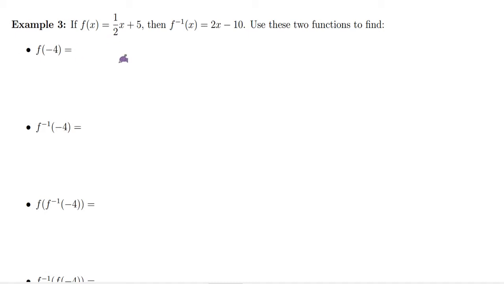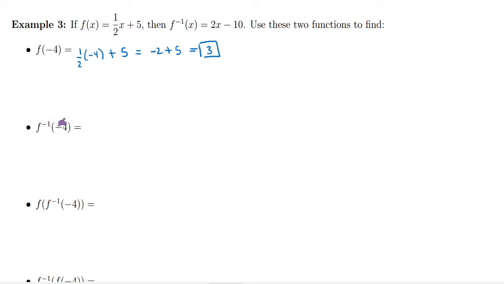So f of negative 4, well, f of x is right here, so we will just plug in negative 4 and simplify. So this will be negative 4 over 2, so that's negative 2 plus 5, so this is 3. And if you want to check, what happens if you plug in 3 into the inverse here? Then you'd have 6 minus 10, so that would be minus 4. So you see we get back to what we started with. So for at least that value, it looks like it's agreeing with what the inverse should be.